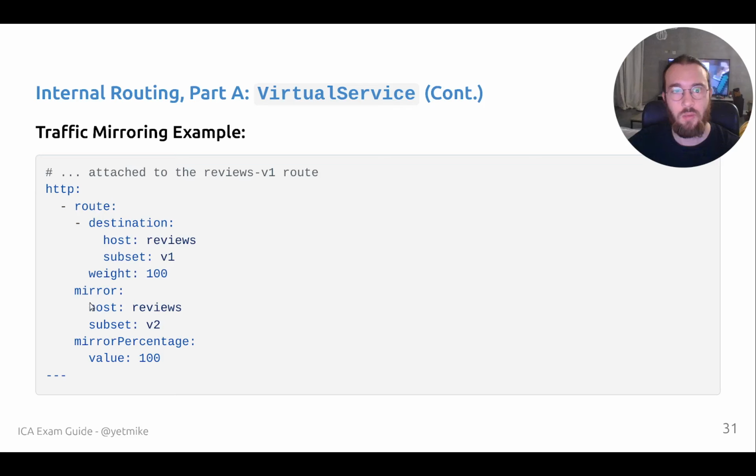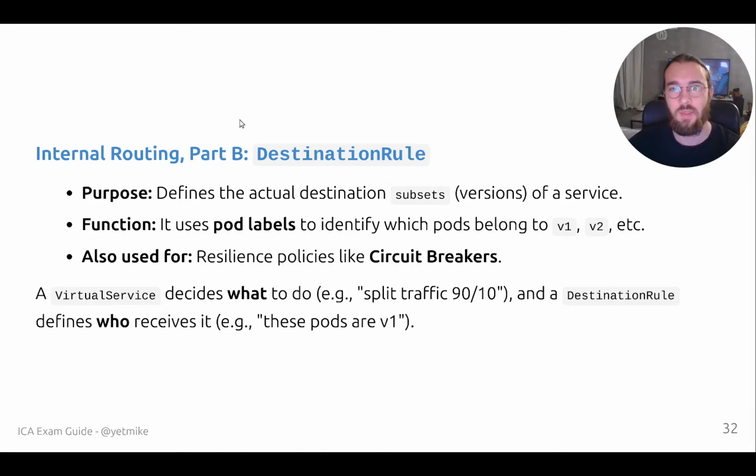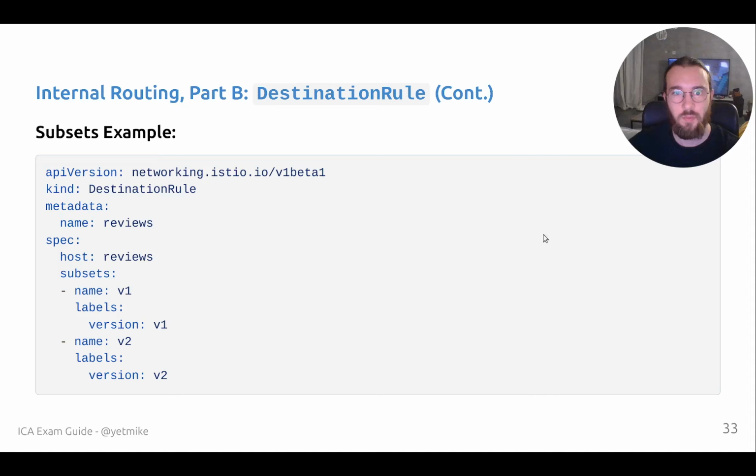Here's how you can do the mirroring. For that you need to specify the subsets and you can mirror a percentage of the traffic to a different host. The destination rule. The destination rule is the resource that you might use for the circuit breaking and specifying the subsets of your applications. You can use the labels to find the services, and here's how you can describe the subsets.